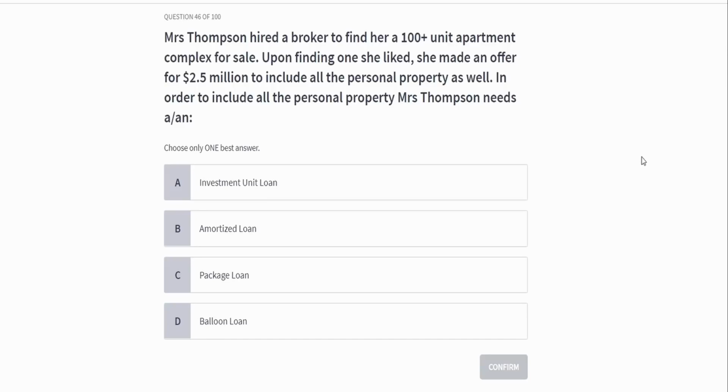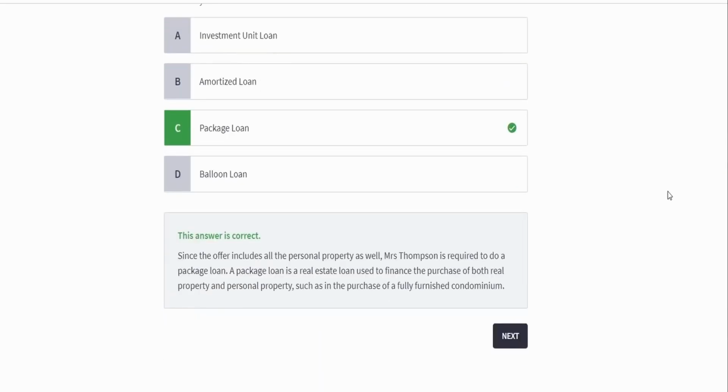Alrighty, so what is our answer on this one? What is Mrs. Thompson getting into? What is she dealing with today? All right, so our correct answer for this one is going to be C. It is a package loan. So, since the offer includes all personal property as well, that's super important to distinguish, Mrs. Thompson is required to do a package loan.